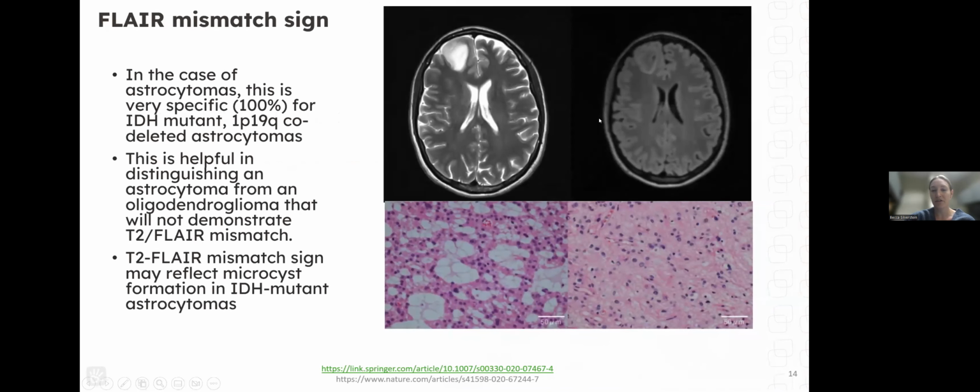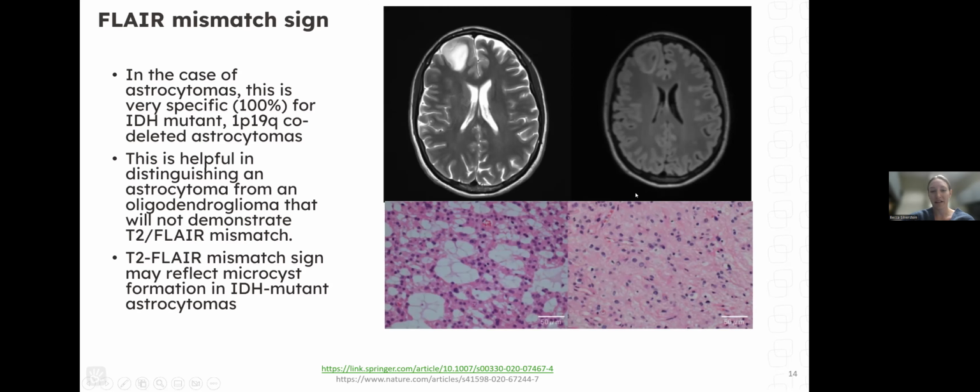And that property, which I was just talking about in terms of the tumor, is called the FLAIR mismatch sign. It is important in one very specific tumor, and I just thought this was a fun tidbit. In the case of astrocytomas, this sign, the FLAIR mismatch sign, is very specific, up to 100% for this particular mutation, IDH mutant 1p19q non-co-deleted astrocytomas. It's only about 50% sensitive, but the specificity is 100%. So that's pretty impressive. You can use this sign to help distinguish astrocytomas from oligodendrogliomas, which do not demonstrate the T2 FLAIR mismatch.